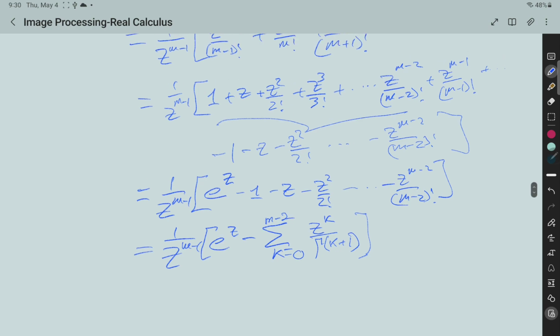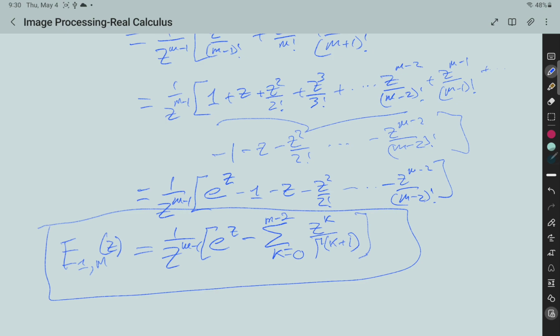And so this would be equal to the Mittag-Leffler function with alpha equal to 1 and beta equal to m, with the argument z.